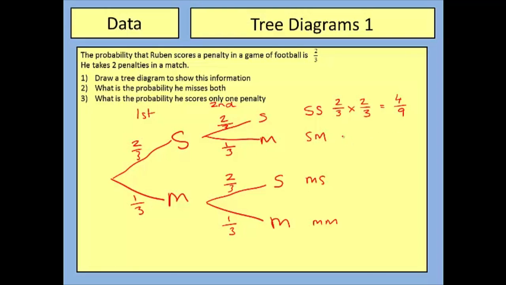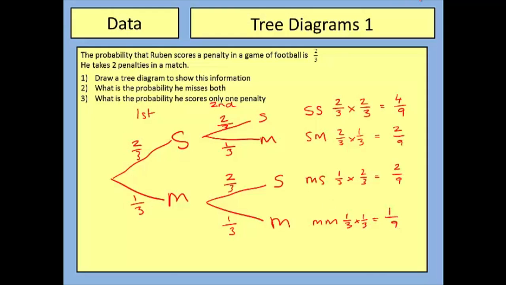The probability he scores then misses, I'm going to travel along this branch, so the probability is 2/3, and then along this one times 1/3. So 2/3 times 1/3. And when I multiply these together I get 2/9. So I'm going to continue this for the other branches in my tree diagram. Going along this one, he misses, then he scores. It's 1/3 multiplied by 2/3, and that's 2 out of 9. And the probability of a miss and a miss is 1/3 times 1/3, which is 1/9.